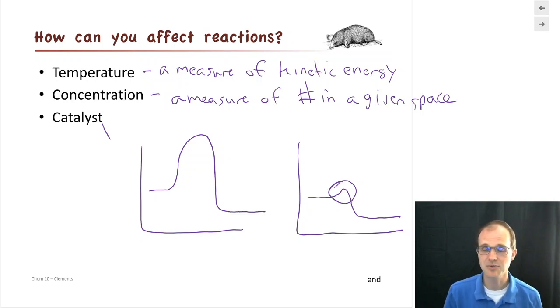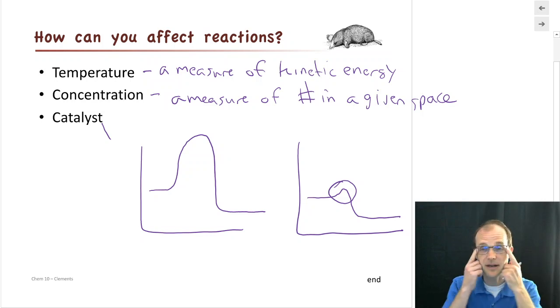Now, which one of these is the best? Well, temperature makes a pretty big effect. For every 10 degrees Celsius, you tend to double the speed of a reaction. Concentration can make a big effect too, but a well-done catalyst does amazing things. You want to know how amazing? Let's think about our eyeballs.